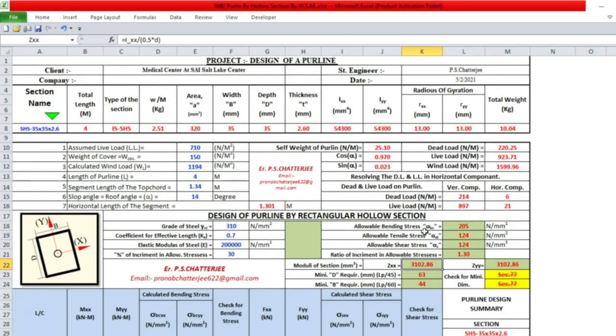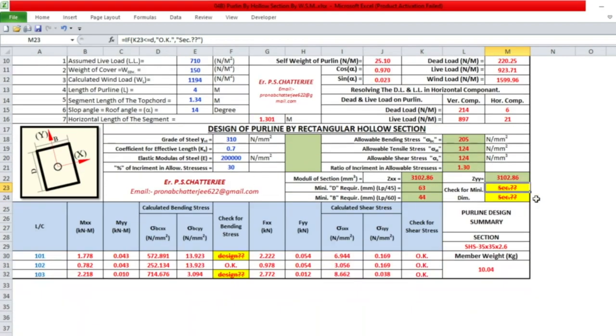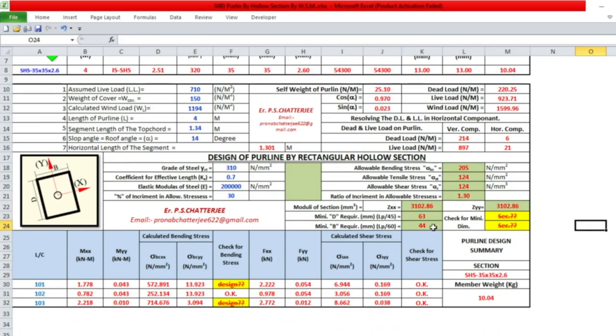ZXX is equal to IXX by 0.5 D. Similarly, ZYY is equal to IYY by 0.5 B. Minimum depth required, empirical formula, L by 45. Minimum width required, length of the purlin divided by 60, is 44.